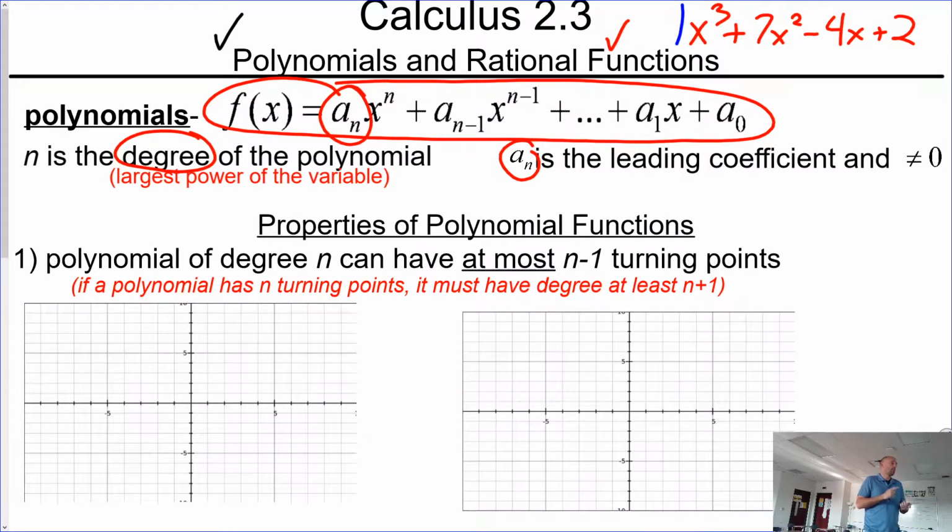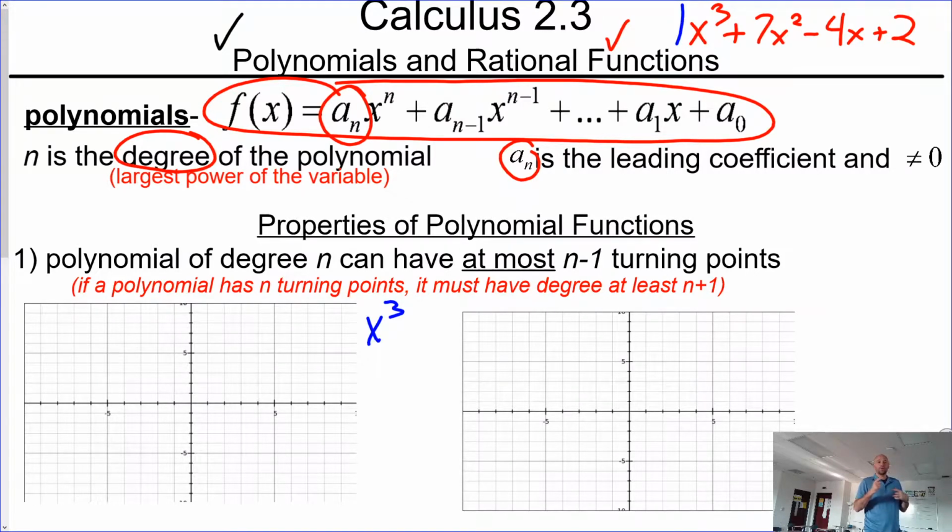So the first property: a polynomial of degree n can have at most, it doesn't have to have that many, but it can have up to n minus 1 turning points. So n is the degree. If I had a degree 3, something like an x cubed type function, like I wrote in that upper right corner, it can have at most 2 turning points.